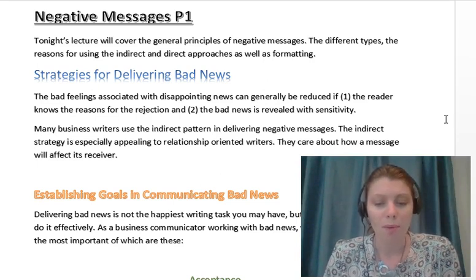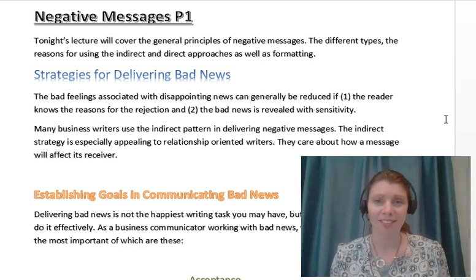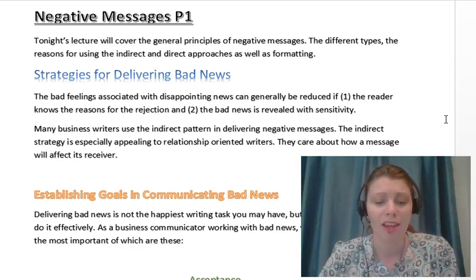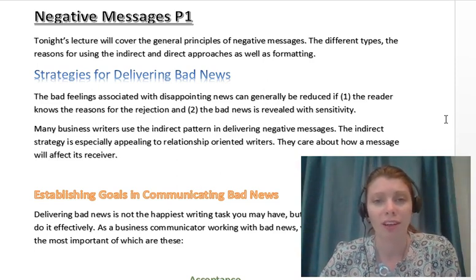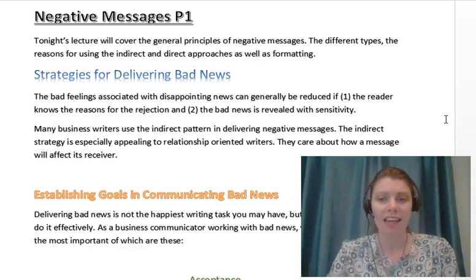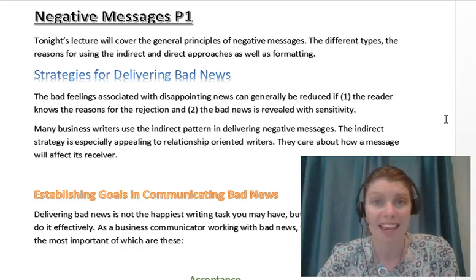You've probably heard people say sometimes that it wasn't the news that really bothered them, it was how they were told. That's what we're going to talk about. Many writers do use the indirect pattern or indirect approach when they're delivering these negative messages in a business context. The indirect strategy is especially appealing to relationship-oriented writers, so people who care about how their message is going to affect the receiver and if that relationship is going to be maintained after they receive this message.